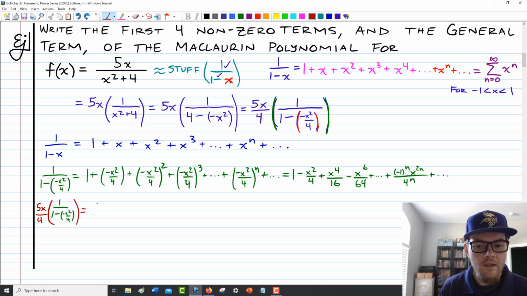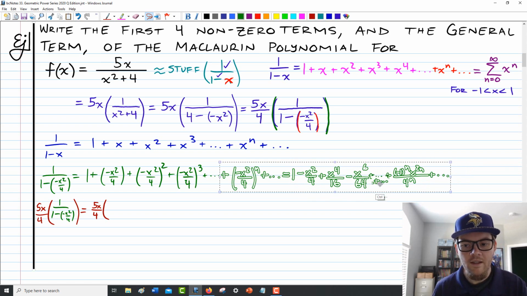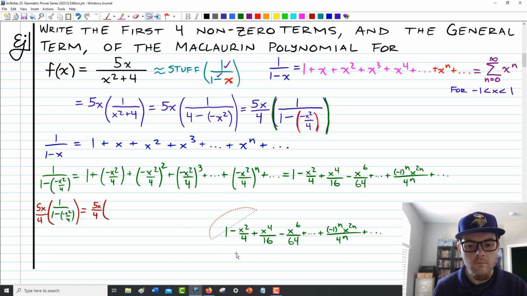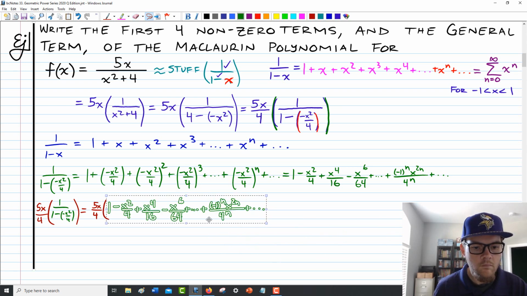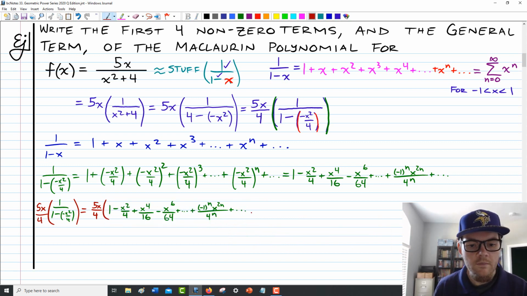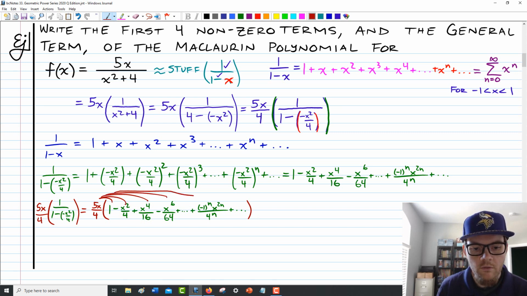So when I distribute that in, it's going to give me 5x over 4 times this entire thing. Yeah, it's not the best, but we'll make this work. There we go. So there it is. That's what we're going to be distributing this 5x over 4 into.